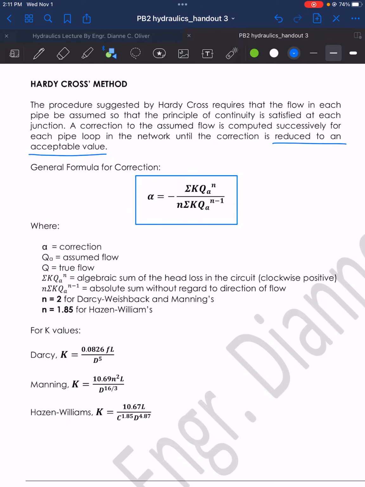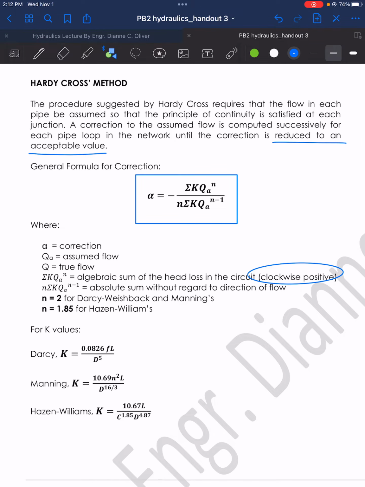Alpha, which means the correction, is equal to the negative of the summation of K Q assumed flow raised to n all over n summation of KQ assumed flow raised to n minus 1, where QA is the assumed flow, Q is the true flow. This summation of KQA^n is the algebraic sum of the head loss in the circuit, wherein we will assign clockwise as positive.